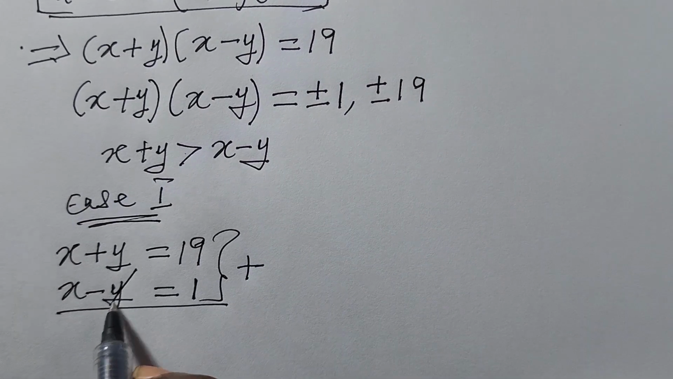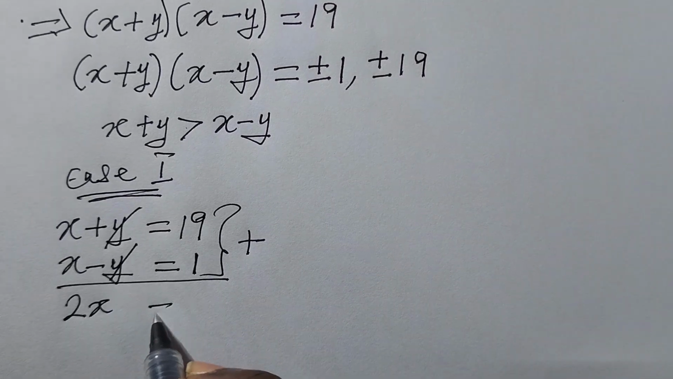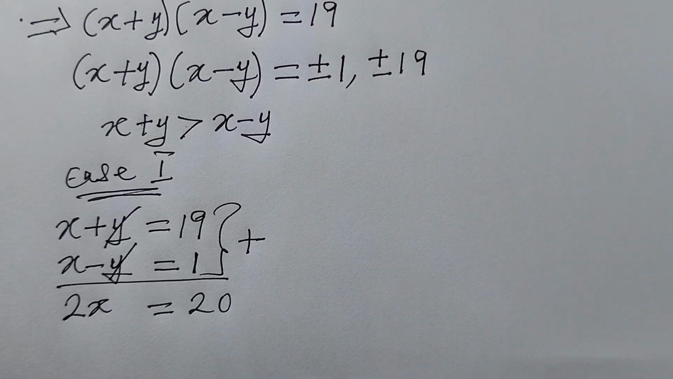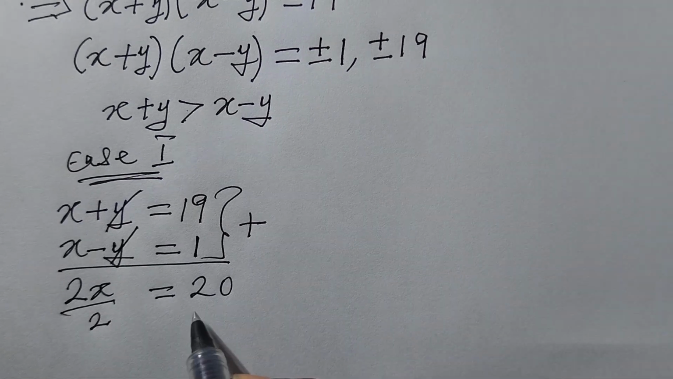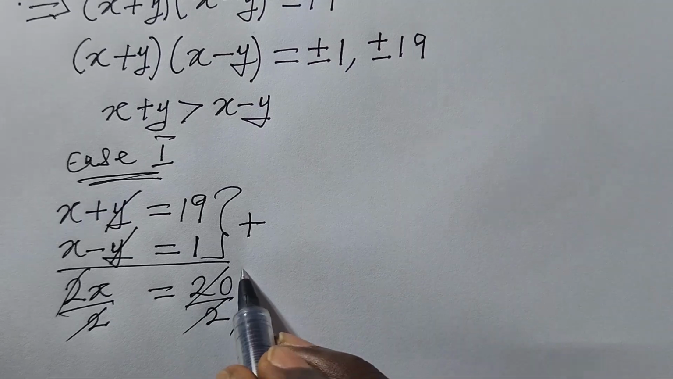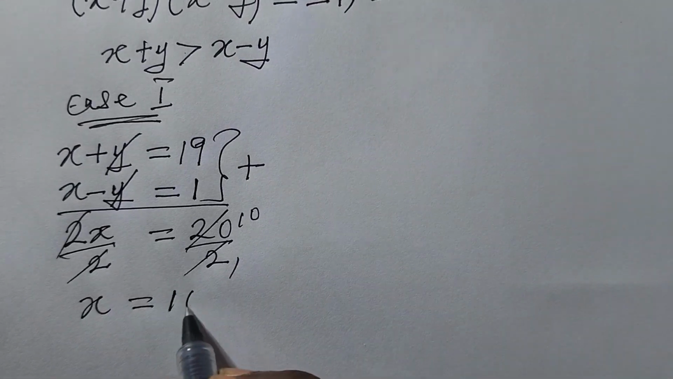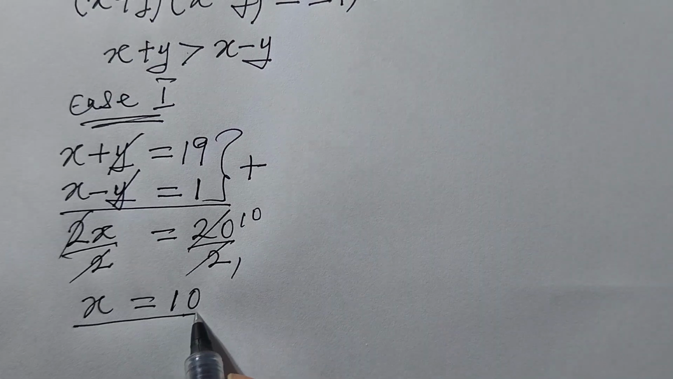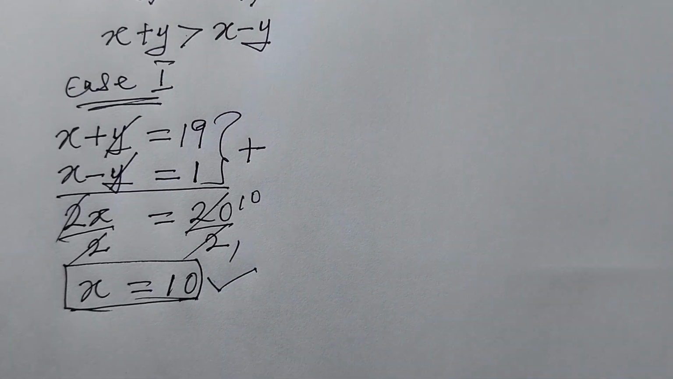If we add this, the y terms cancel out and we are left with 2x equal to 20. We're looking for x, and so we divide both sides of the equation by 2. This leaves us with 1 on the left and 10 on the right. So we end up having x is equal to 10. So we've gotten the first value for our x already.